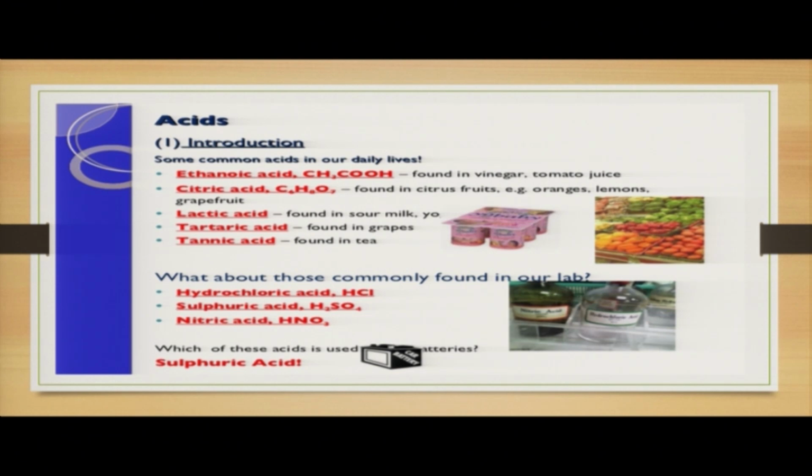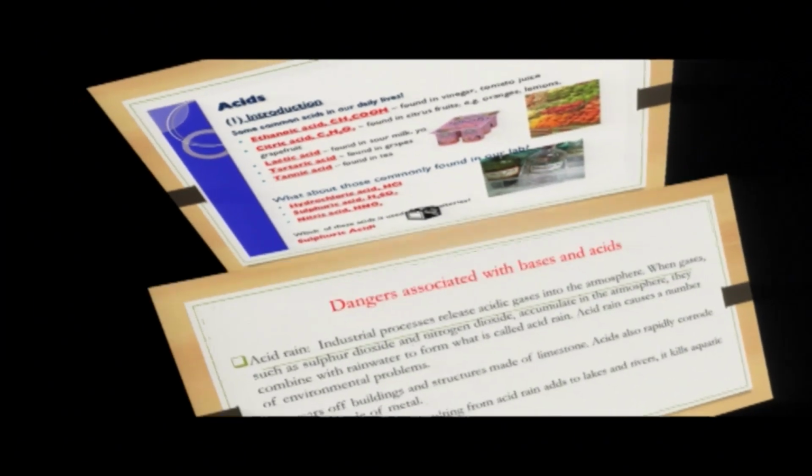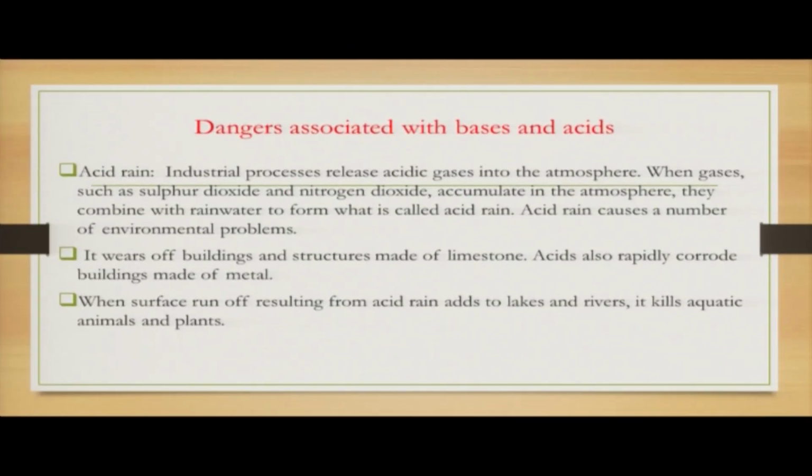And what about those commonly found in our lab? In our labs, there are also acids that we find there. So we find hydrochloric acid, sulfuric acid, nitric acid. You remember we have mentioned that sulfuric acid is found in our car batteries that are used for starting the vehicle. The dangers associated with these acids include acid rain.